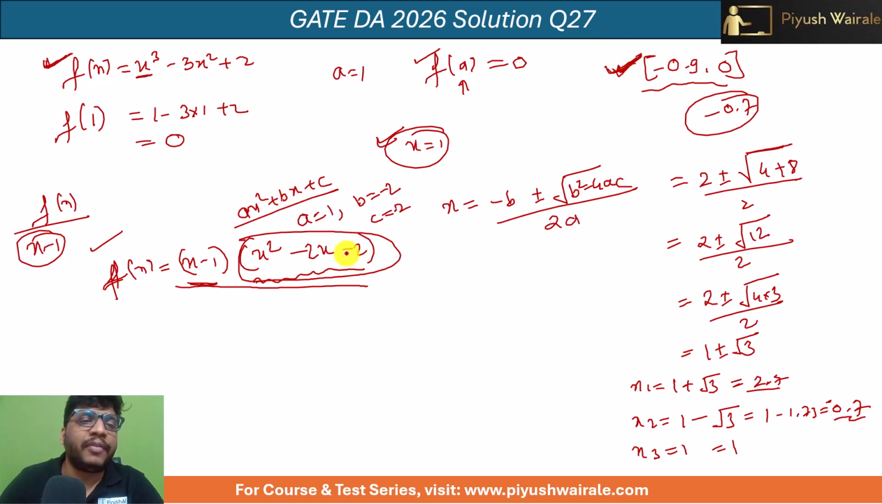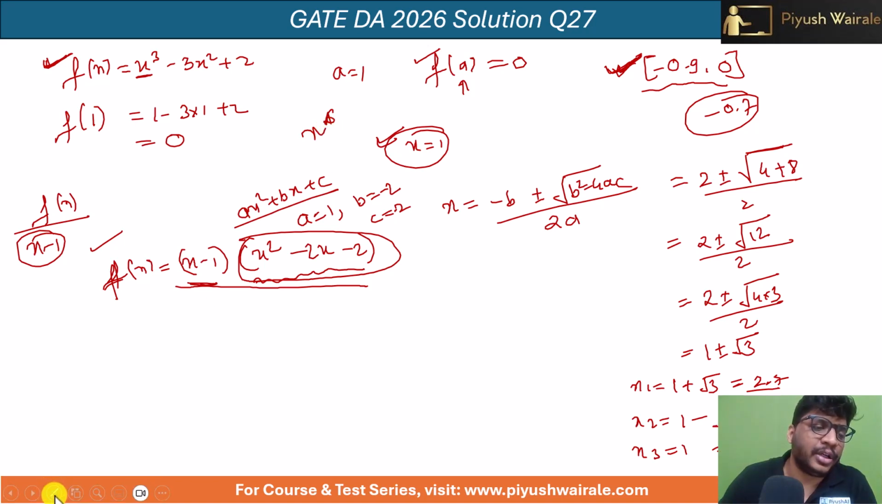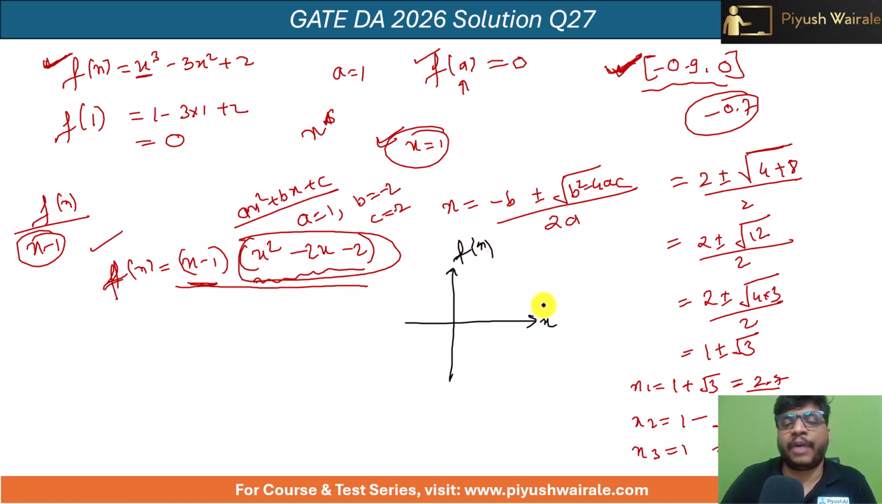But what if we have x to the power 6 in this f of x? In that case, we cannot find all the 6 roots here, right? So what to do in such a scenario? See, if you understand the concept of roots here, if I draw this x-axis and y-axis, we have f of x here, we have x, right? Now if you observe, we have this interval minus 0.9 to 0.